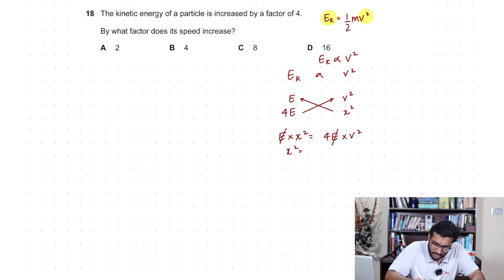So x squared equals 4V squared, x equals 2V. So speed would have increased by 2 times. Your new speed is twice the previous speed. It was a fairly easy question compared to those that we have solved before. But yes, it's something that we need to have a grip on. Let's try another one.